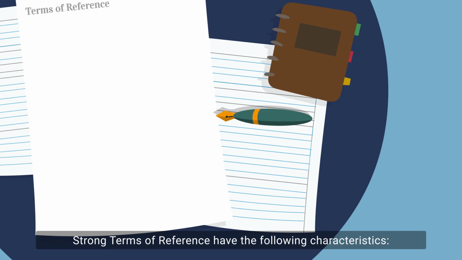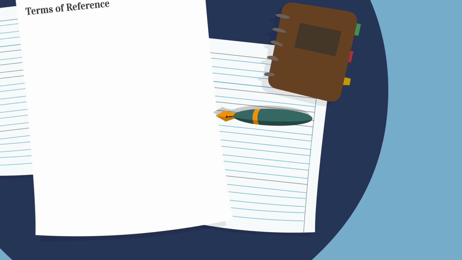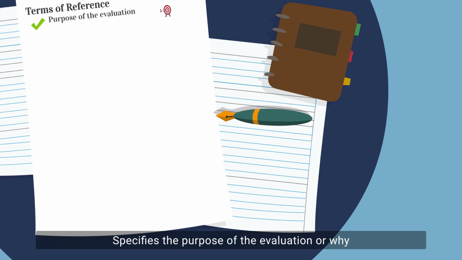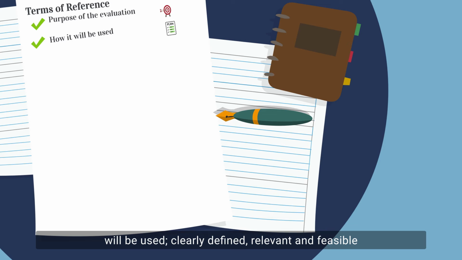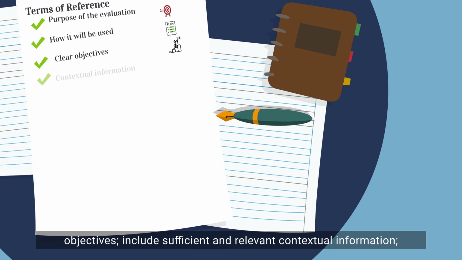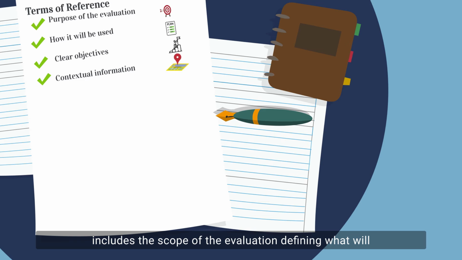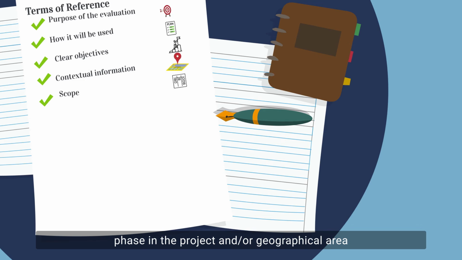Strong terms of reference have the following characteristics. Specifies the purpose of the evaluation or why the evaluation is being done. Specifies how it will be used. Clearly defined, relevant, and feasible objectives. Includes sufficient and relevant contextual information. Includes the scope of the evaluation, defining what will and will not be covered. For example, the time frame, phase in the project, and/or geographical area to be covered by the evaluation.